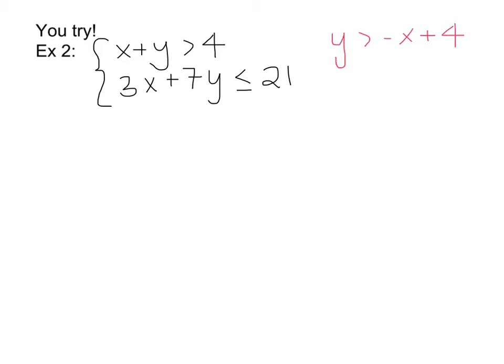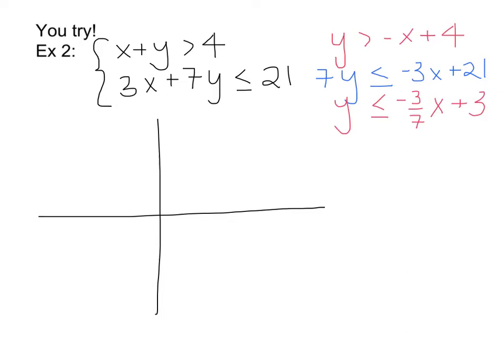So for you to begin your graph, you have to get them in slope-intercept form. So in my first equation, I just subtracted x to the other side. So now my second equation, I first need to subtract my 3x. And then I need to divide everything by 7. So that's going to give me y is less than or equal to negative 3/7 x plus 3.